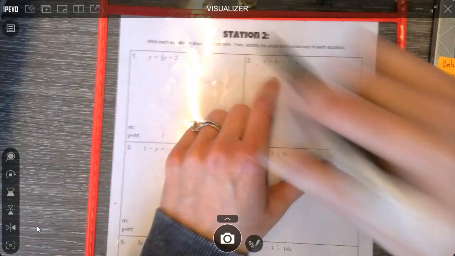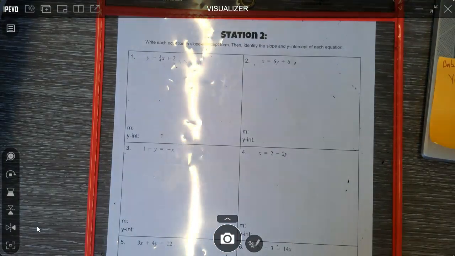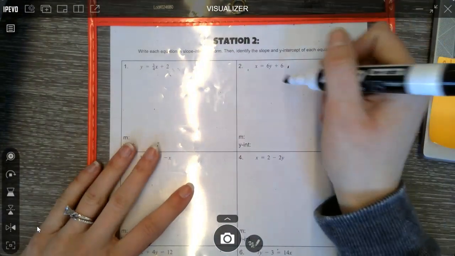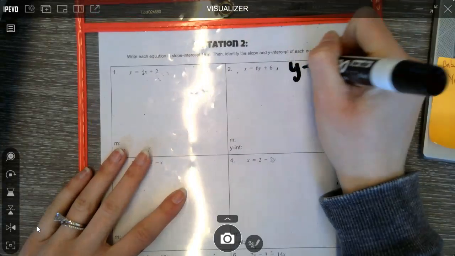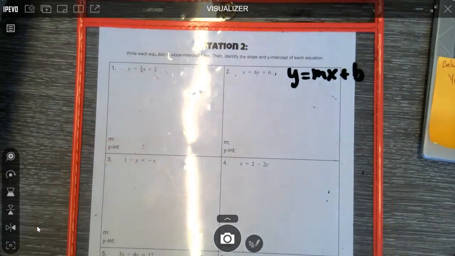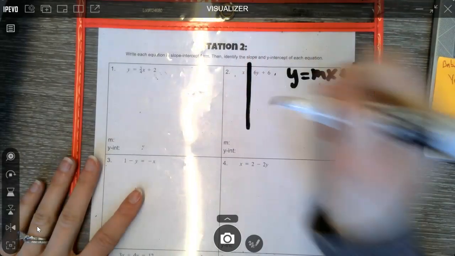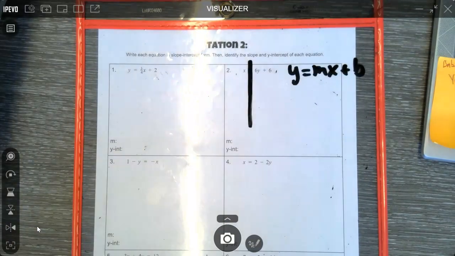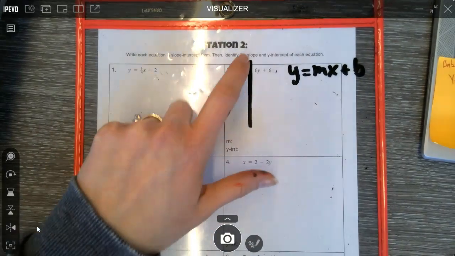So let me grab a marker. For example, this one, number 2, x = 6y + 6. Well, I can't have it like this because it doesn't look like this. So I need to start rearranging stuff. So how do I move things? Like combining like terms. I can move them by doing the opposite. They'll go on the other side. So I think about, okay, here's my line. x is by itself. Well, x should be on this side. So I need to move it. But I can't move it yet because there's nothing on this side.